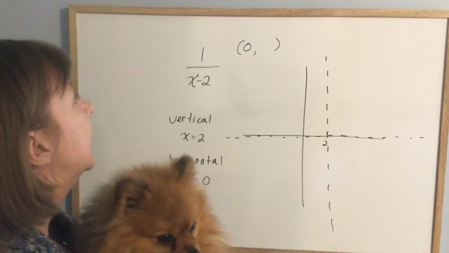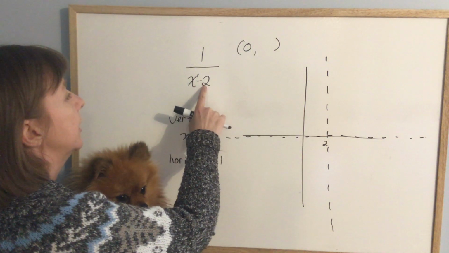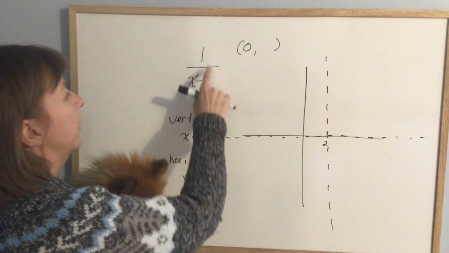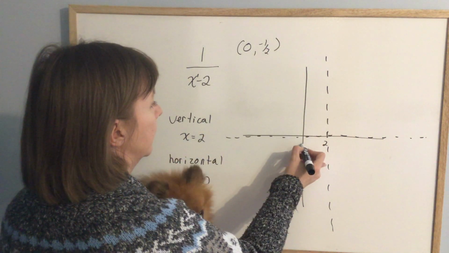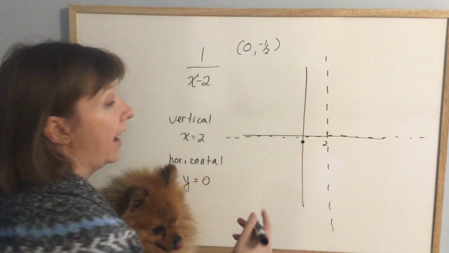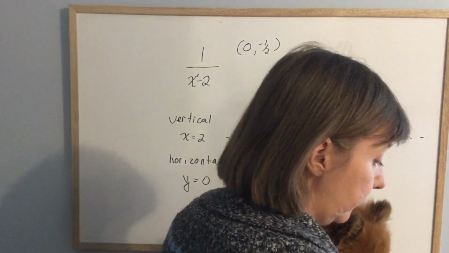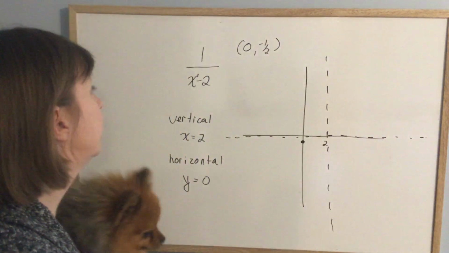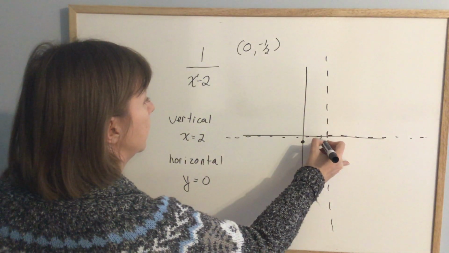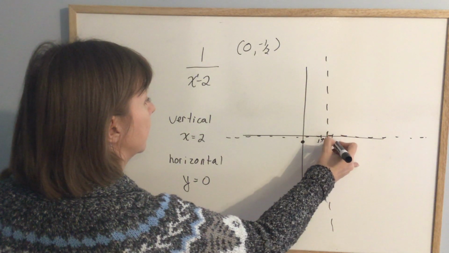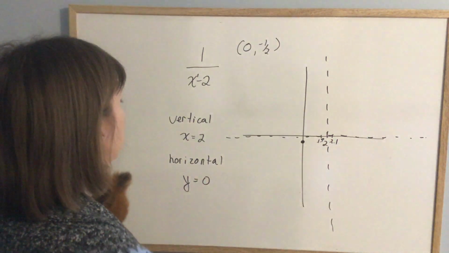Okay. If I make my x 0, then I have 0 take away 2, which is negative 2. So I have negative a half. So at 0, it should be at negative a half. So again, that may help me. And then what I would do is figure out what is happening close to the vertical asymptote. So I would do maybe 1.9 and 2.1.